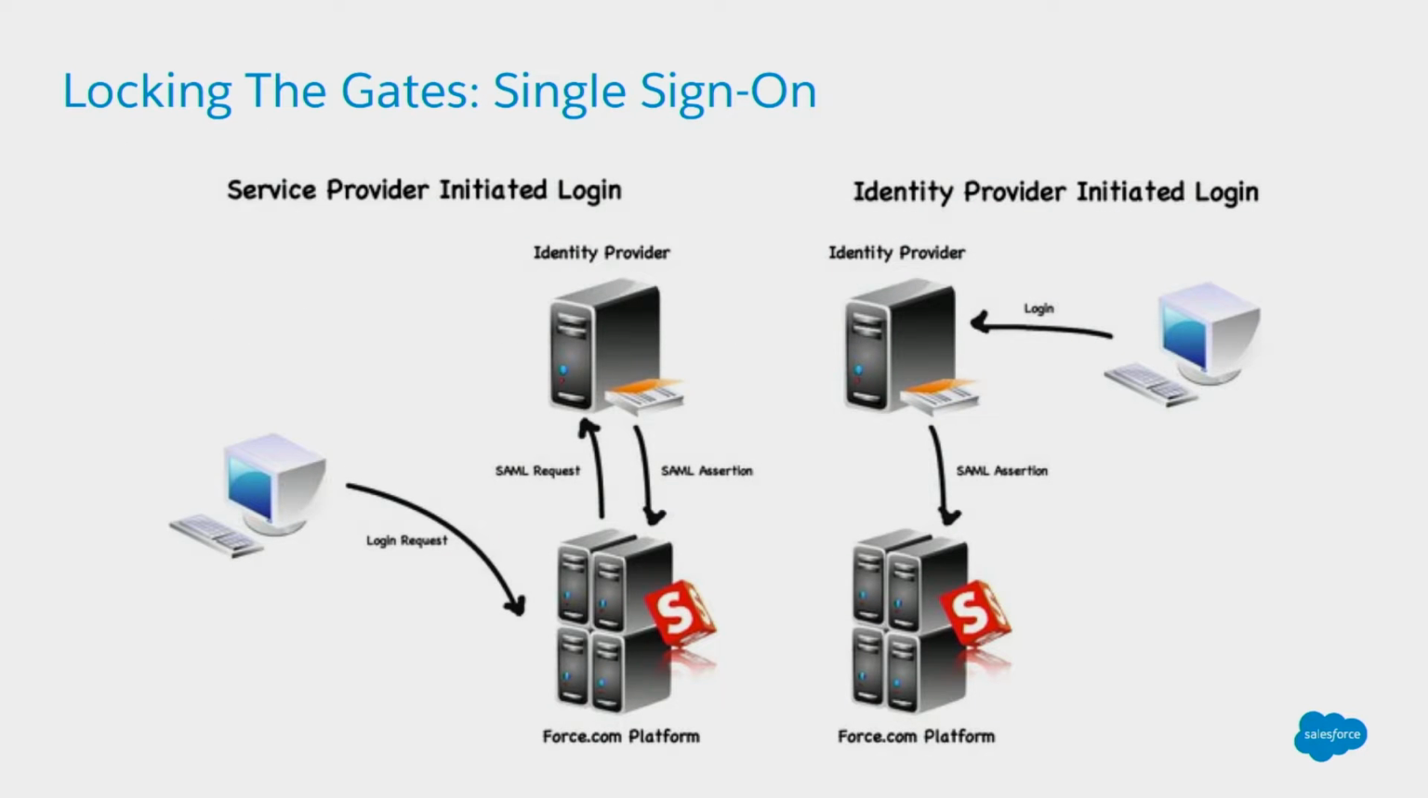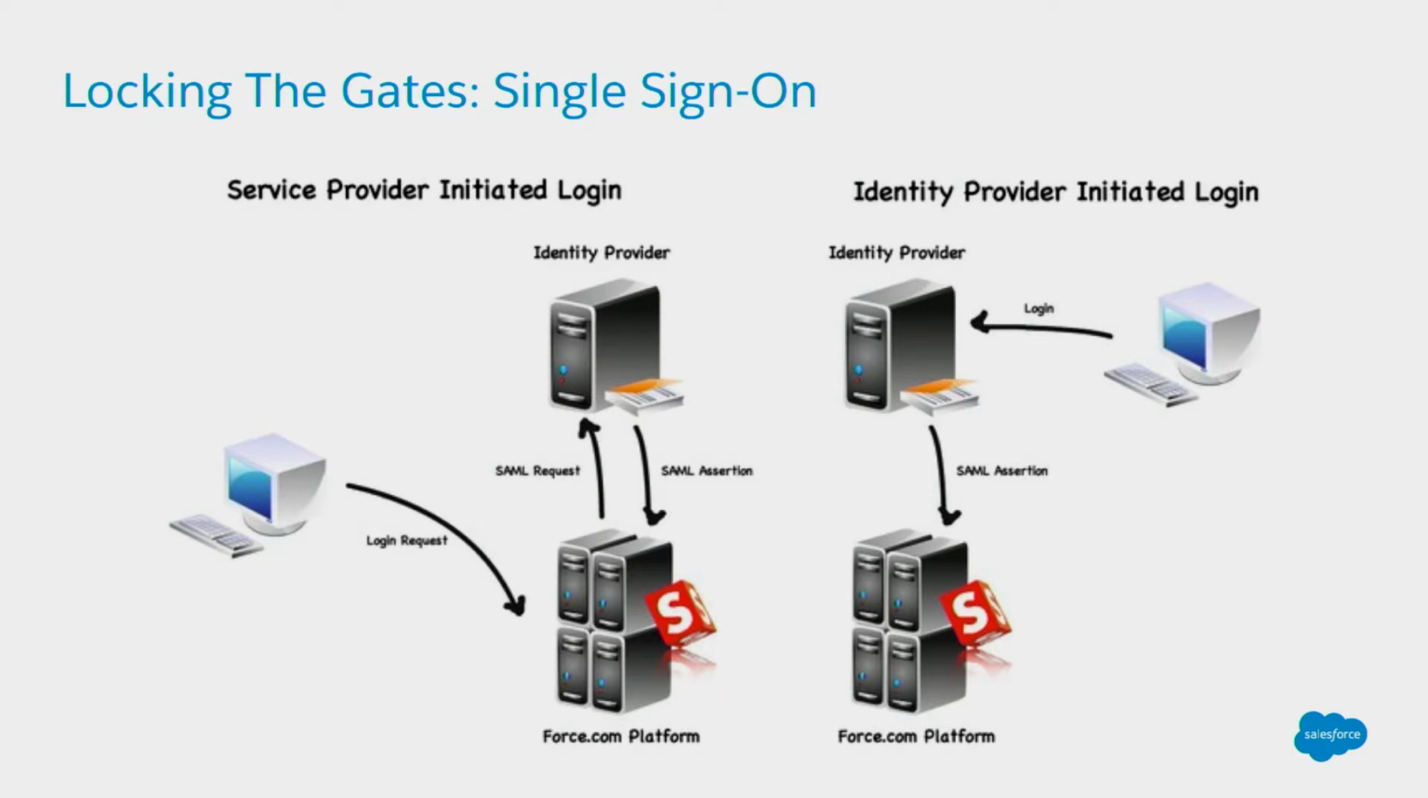So here are the two scenarios. Check out the left-hand side diagram. The user tries to log into Salesforce, and Salesforce on the back end sends the SAML assertions to your identity provider. If they are logged into the identity provider inside your environment, the SAML assertions will be exchanged and the user will be logged in automatically.